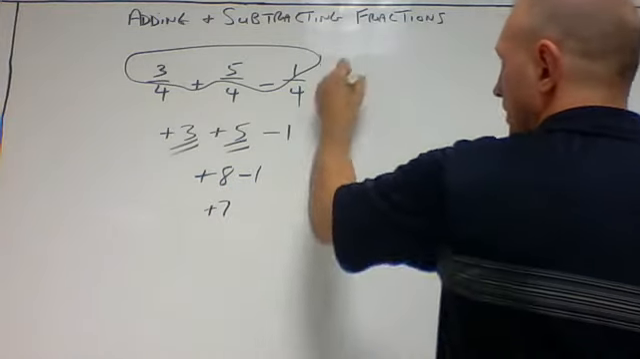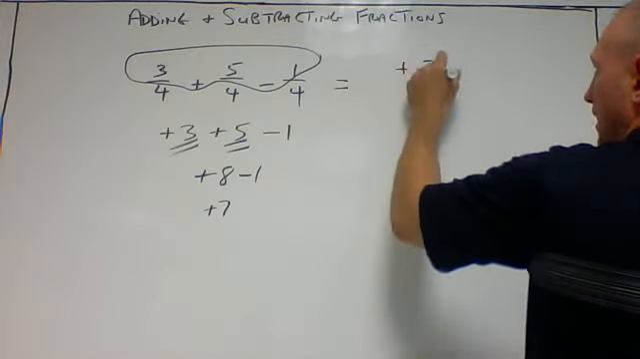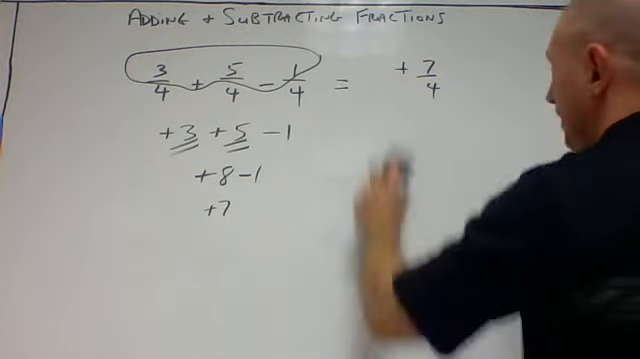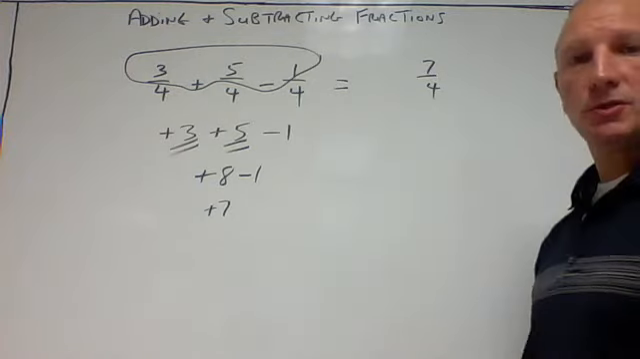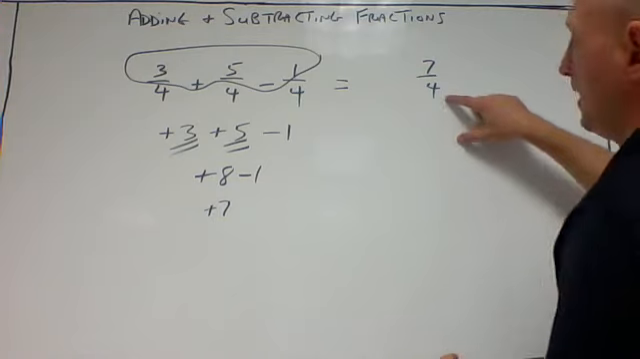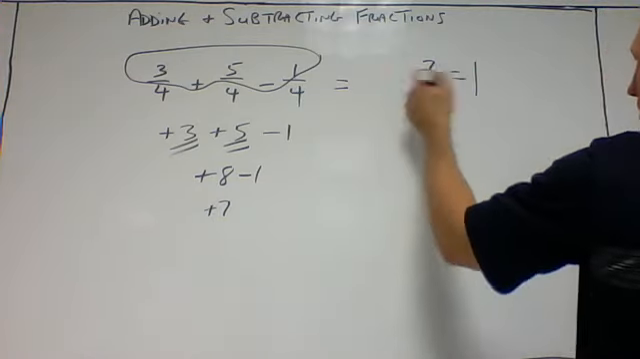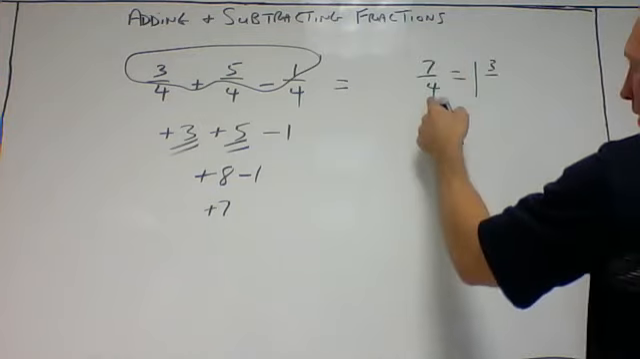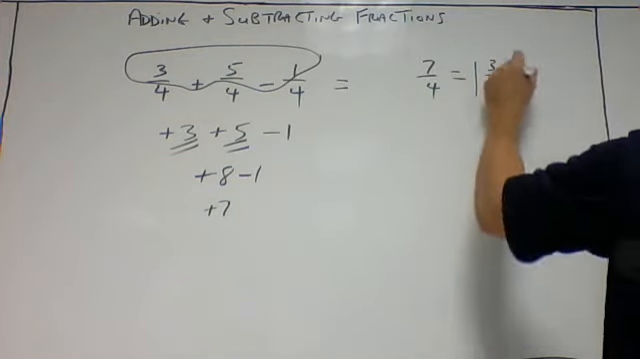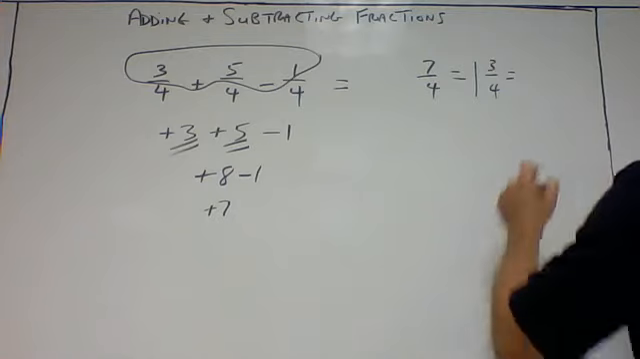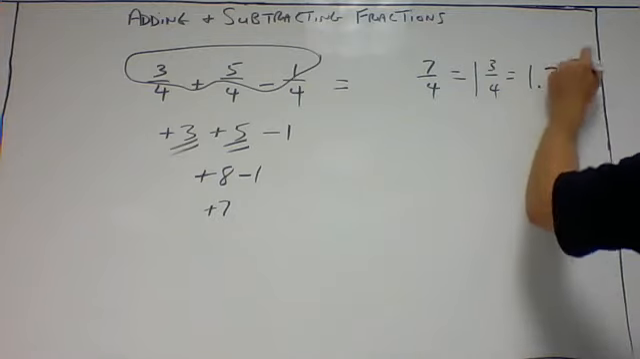So this is going to be positive 7 over 4. Now I don't need to write the positive, but the answer is just positive 7/4. Now I can write it as 7/4. I can write it as 4 goes into 7 one time, 3 left over, with the same denominator. I can write it as a mixed number. I can also write it as a decimal, 1.75.